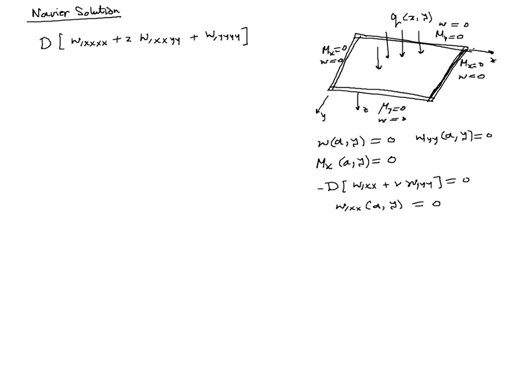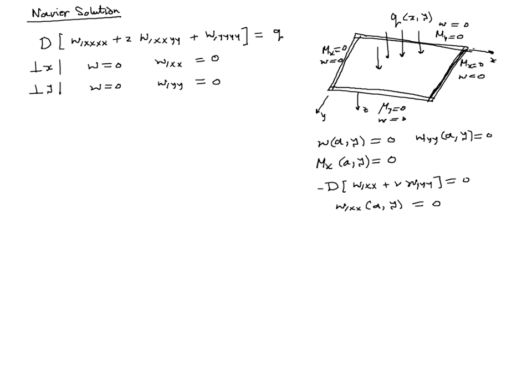It doesn't even depend on whether the plate is rectangular or triangular or something else. It's equal to Q. And the boundary conditions are, for edges which are perpendicular to X, we need to satisfy that W is 0 along the edge, and WXX is 0. And for edges which are perpendicular to Y, correspondingly we will have W equals 0 and WYY equals 0.